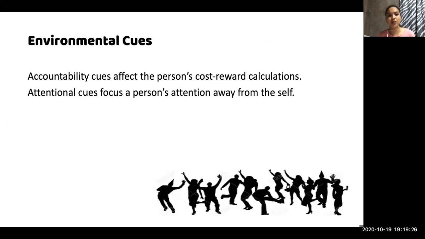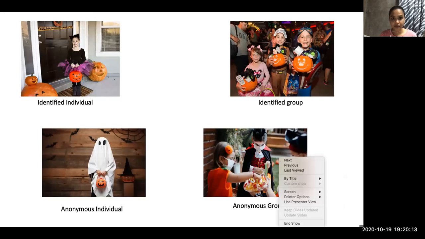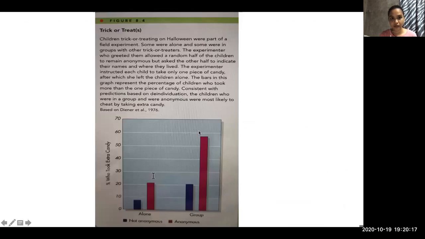So environmental cues, accountability cues affect the person's cost-reward calculation. Attentional cues focus a person's attention away from the self. So ang accountability cues, pag low yung accountability mo, those who commit deviant acts are less likely to be caught and punished. Example sa riot, kung yung mukha mo is may takip, ang tendency nun, hindi ka nila ma-identify or mahuli na kasali ka sa riot. Dun sa attentional cues naman, the individual pays less attention to internal standards of conduct, reacts more to the immediate situation and is less sensitive to long-term consequences of behavior.